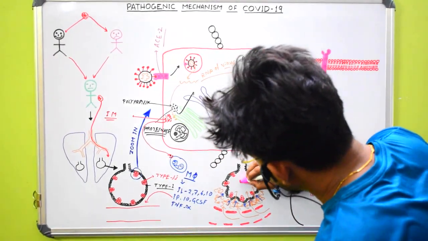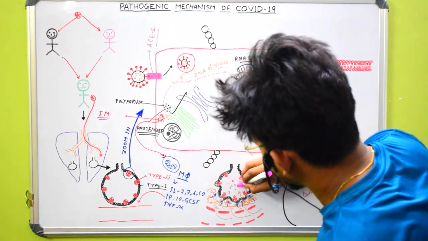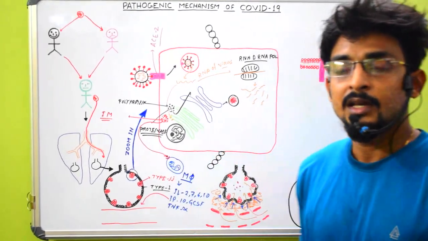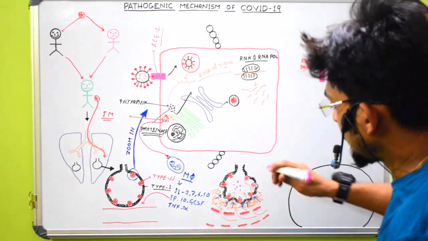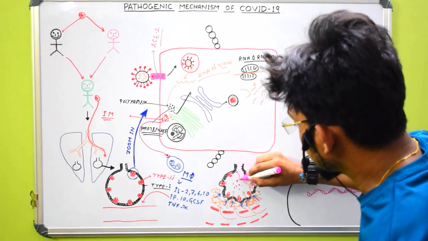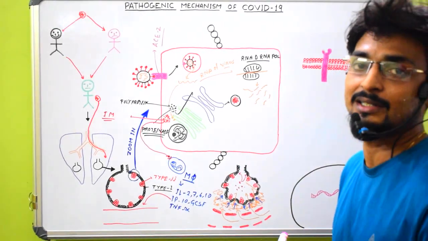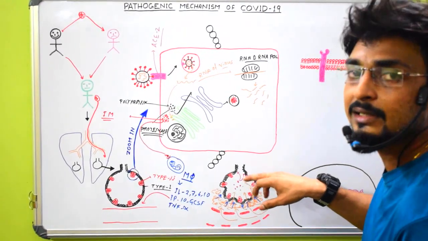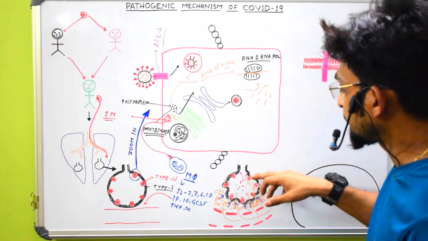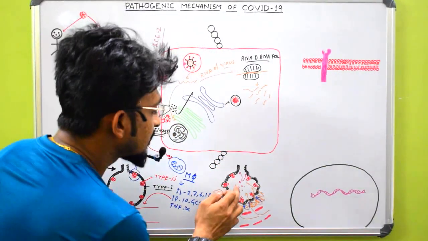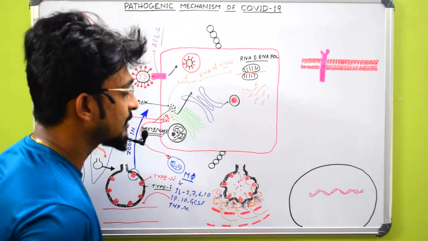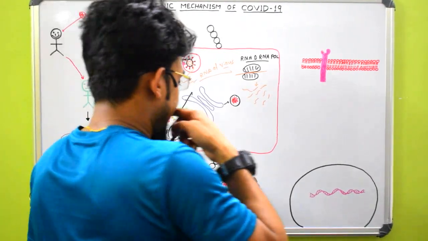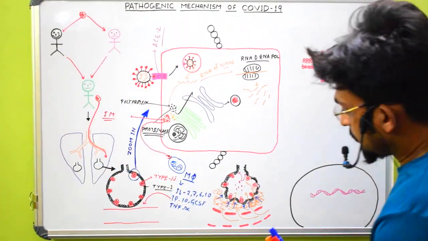Along with that plasma, some neutrophils will also enter, and you know the function of the neutrophil: it will create reactive oxygen species, and that will kill the type 1 pneumocyte cells rather than killing the viral particles, right? So once the type 1 pneumocyte cells are attacked by this neutrophil, what will happen? The gaseous exchange will not occur.